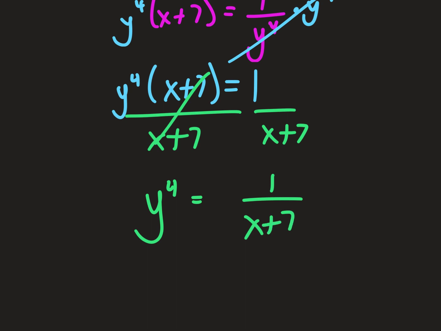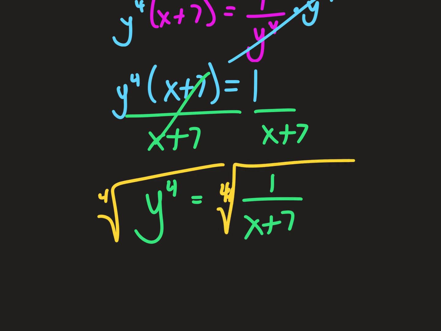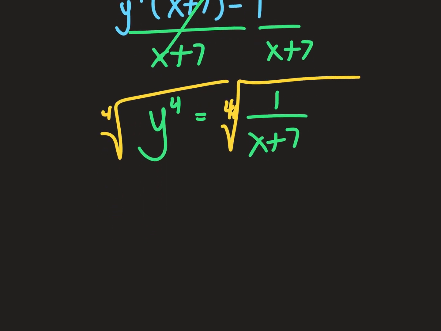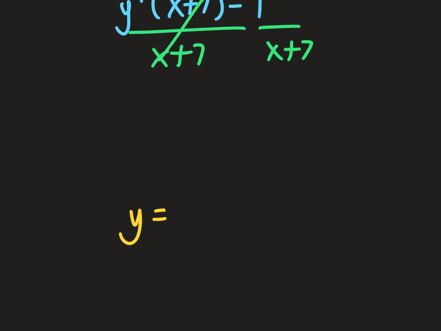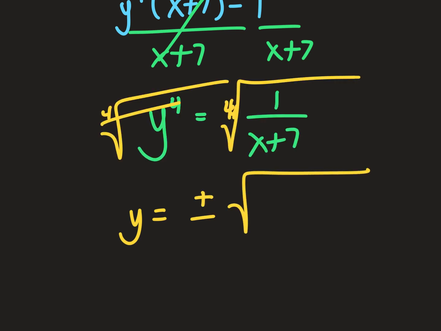How do you get rid of something squared? You take the square root. How do you get rid of something to the 3rd power? You take the cube root. How do you get rid of something to the 4th power? You take the 4th root. Now, guys, why am I making a big deal about this? First of all, if you're taking an even root, what goes in front of your answer? Plus or minus. If you take the square root, the 4th root, the 8th root, the 6th root, it has to have a plus or a minus.